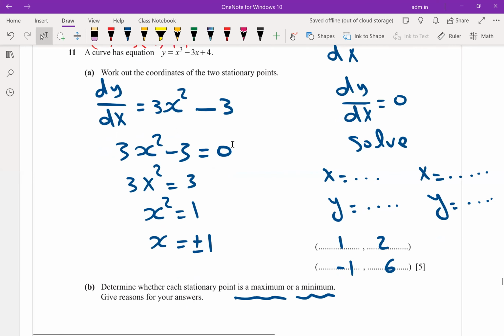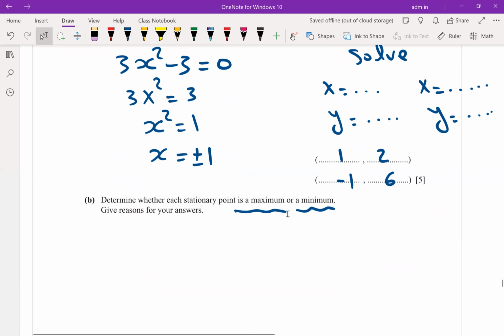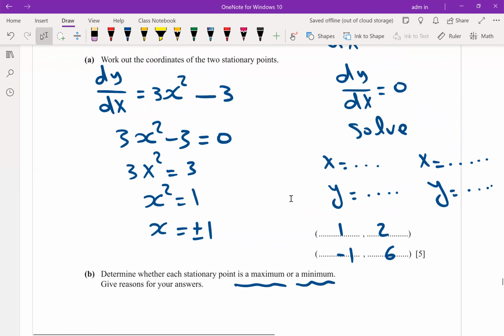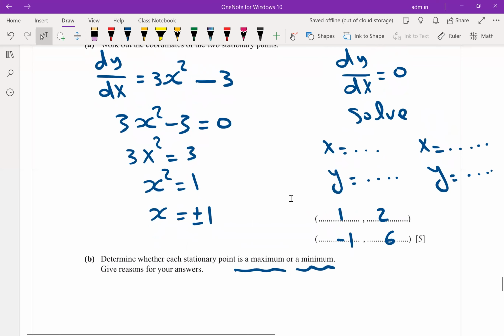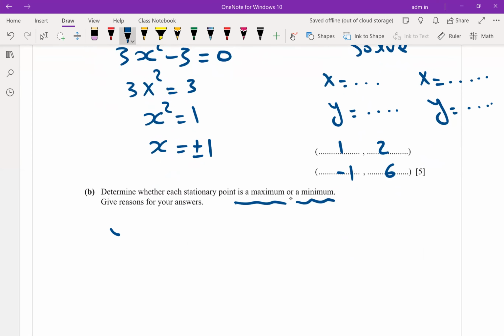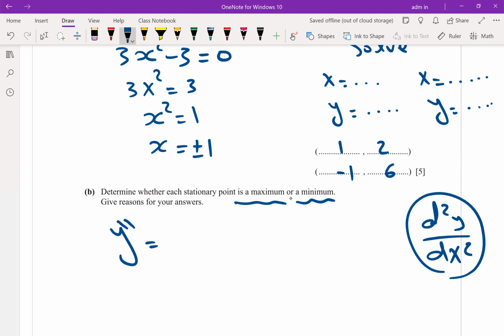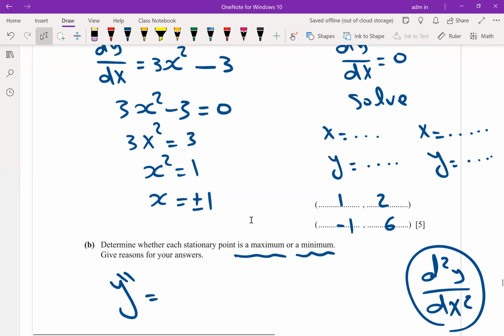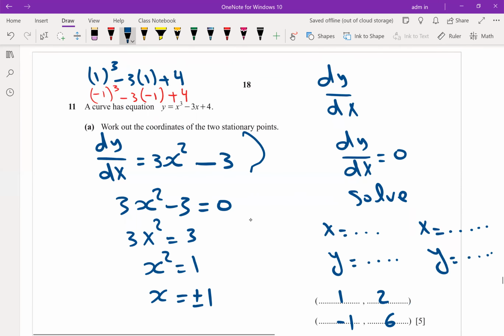Clear? Part A done, now part B. How to show the nature of a stationary point, minimum or maximum. We use what to show the nature of a stationary point? The second derivative. Find y double dash, which means differentiate it again. We can also name it d squared y by dx squared. This is the name of the second derivative, but simply you can use y double dash.